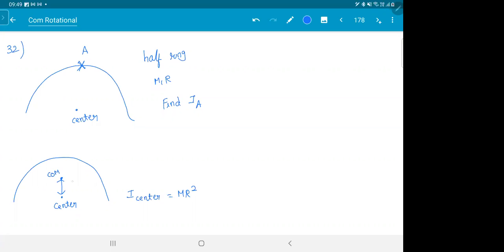The center of mass result is 2r by pi. For a half ring, the center of mass is 2r by pi from the center. This is point A. Meaning this distance is r minus 2r by pi. Most people make this mistake: they do IA equals I center plus mr square. But the formula is not I center, it is I center of mass. Are you getting my point? And center of mass is not the center.